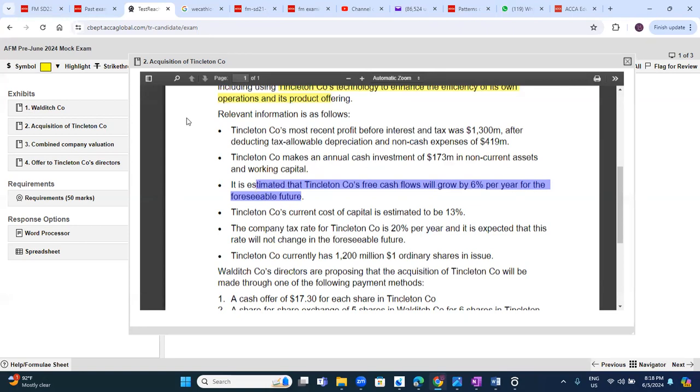I don't know in which economy this company is operating, but to be honest, 6%, 7%, 8% is a very high growth. You can also question this, why the growth is so high. Cost of capital is 13%, company tax rate is 20%, and it is expected that this rate will not change in the foreseeable future. You can also question this, how would you know that the tax rate is not going to change? Company currently has 1200 million shares in issue.